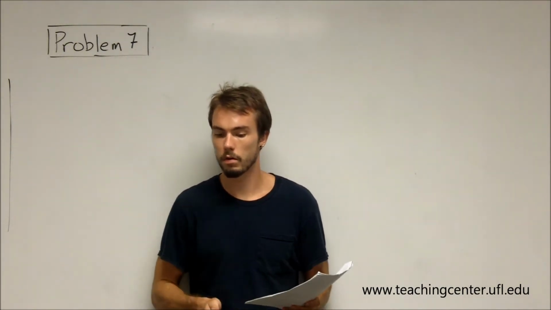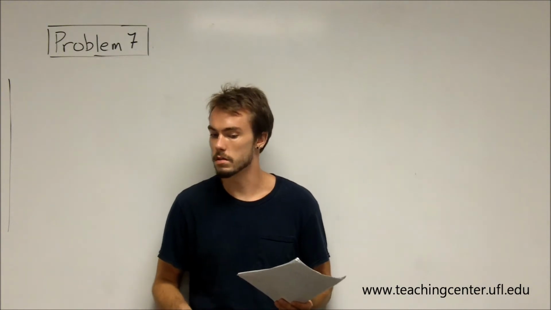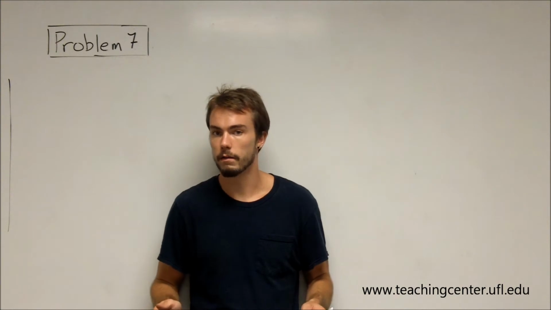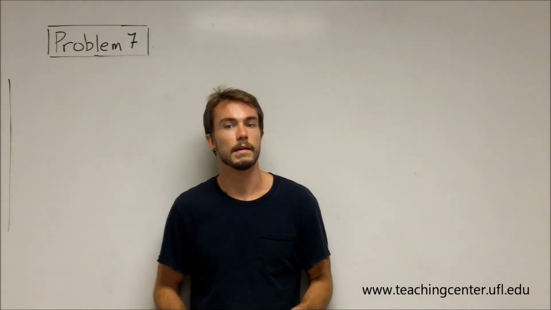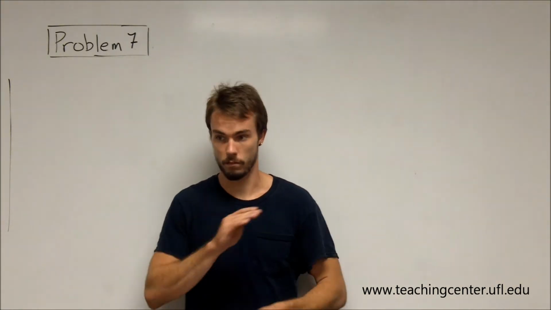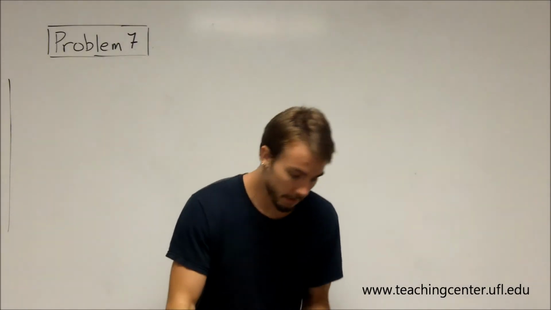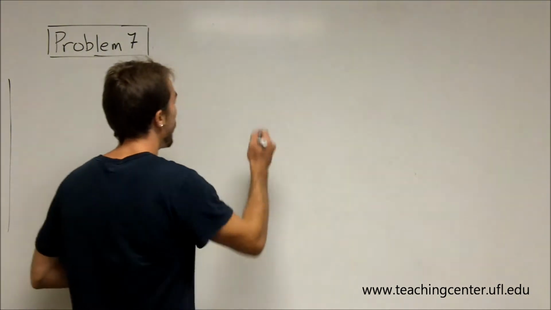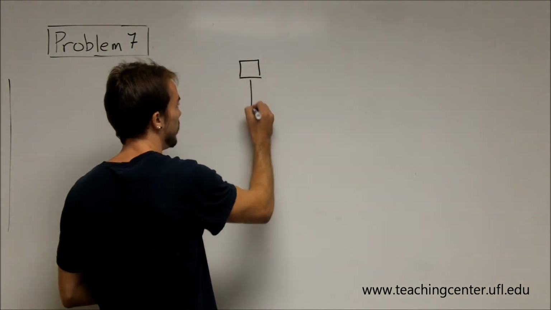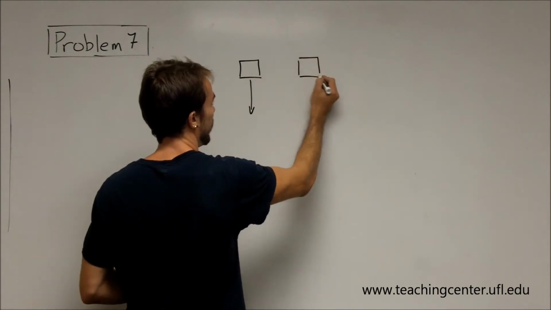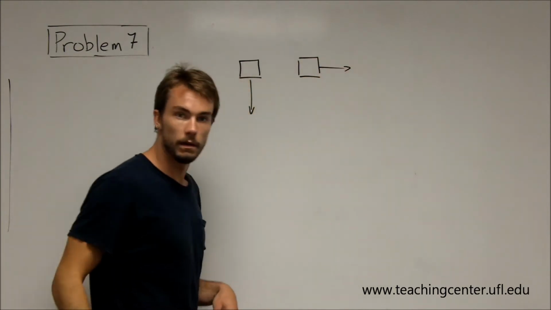Horizontal and vertical components of velocity, acceleration, displacement, anything to do with kinematics have nothing to do with one another. You can have anything going on in the horizontal, and it does not affect what's going on in the vertical. So if you have an object dropped straight downwards, it's dropped. And you have another object thrown horizontally.